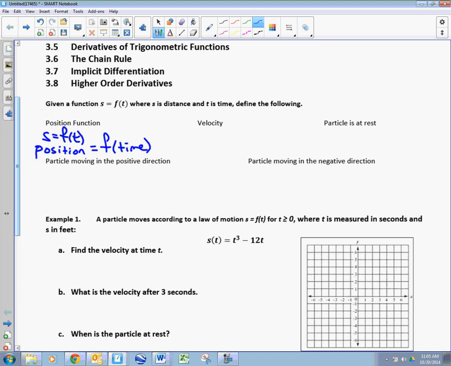All right. Velocity. Velocity is all about a rate. So in this situation, we have time, we have position. So position might be feet, time might be seconds. So velocity would be feet per second. So if it's a rate, how do we find velocity given the position function? We take the derivative. S prime is equal to f prime of t, or v of t. So velocity is the derivative of the position function.